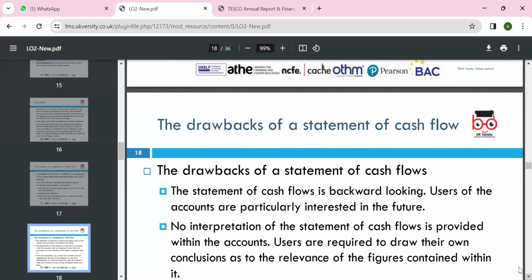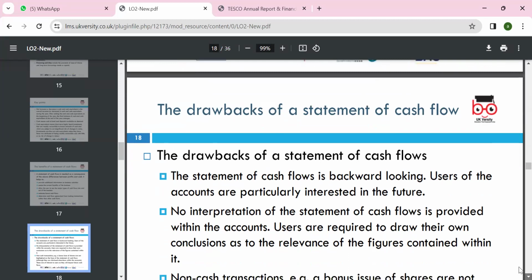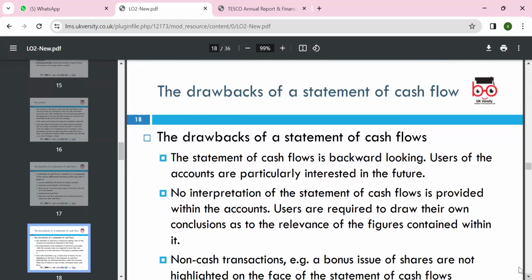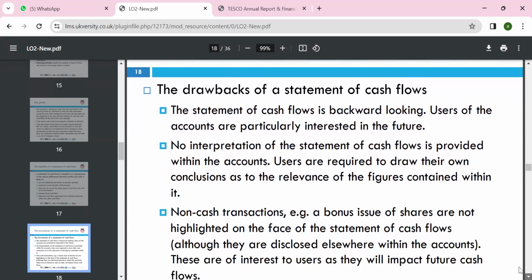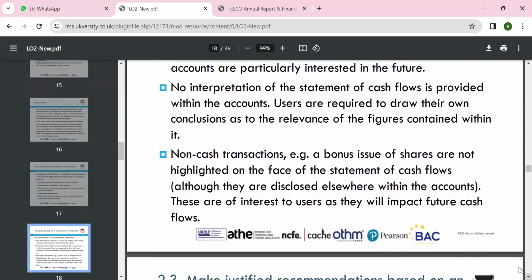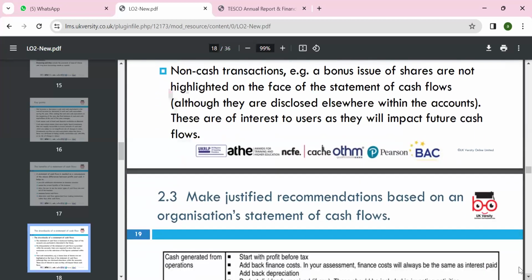Drawback of the cash flow: the statement of cash flow is backward looking. Users of accounts are particularly interested in the future. No interpretation of the cash flow is provided with the accounts, but we really have to look at the balance sheet and interpret ourselves.